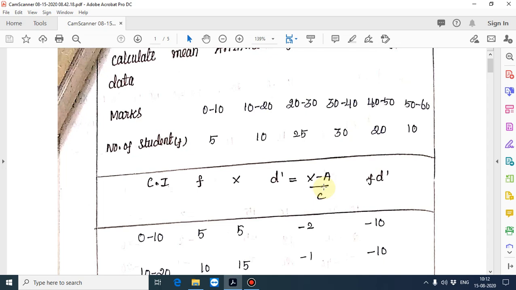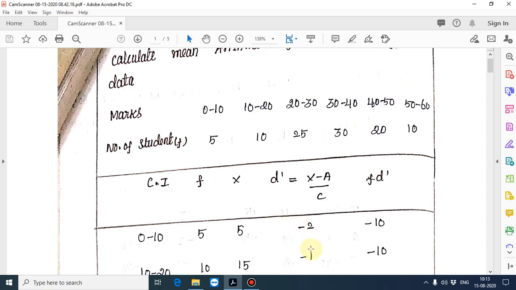So d dash is equal to x minus a, where a is the assumed mean, then divided by c. C is equal to 10, because the class interval is 0 to 10, 10 to 20, that means class interval is 10. So we will calculate x minus a by c. The first x value is 5. 5 minus 25 divided by 10, you will get minus 2.